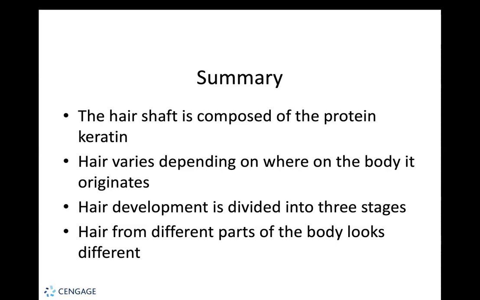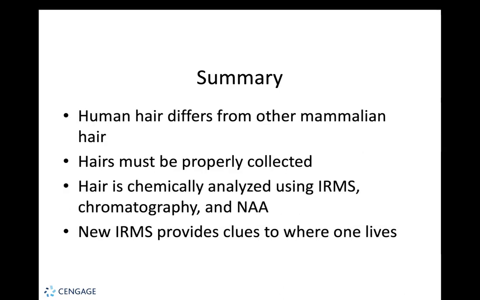Hair from different parts of the body looks very different from each other as well. Human hair is different than other mammalian types of hair. It must be properly collected and stored. As I mentioned, you cannot put hair follicles inside of a plastic bag. Hair is chemically analyzed using the various types of techniques we talked about on the prior slide. And these new advances can provide clues on where one particular individual actually lives.